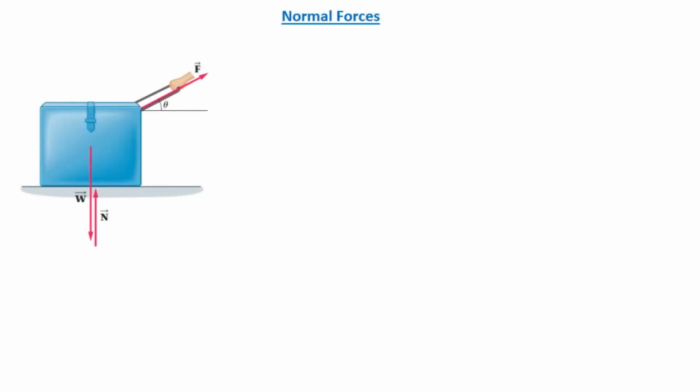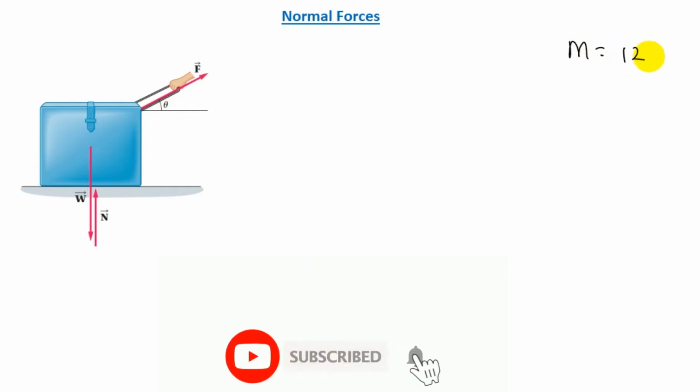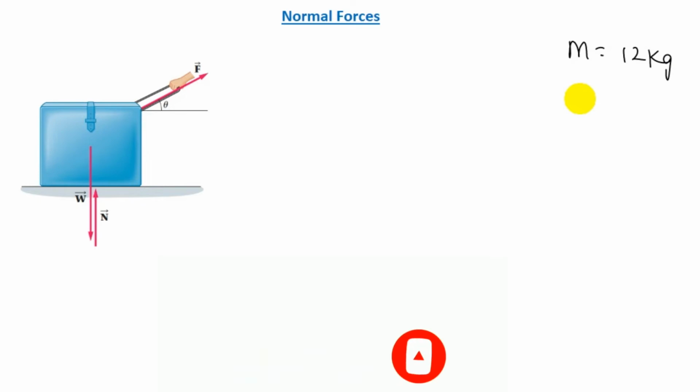So here we have a person who is pulling a suitcase of mass 12 kg, and the force exerted by the person is 45 Newton. This force F is 45 Newton and it acts at an angle 20 degrees above horizontal. Now we need to figure out the normal force on this body.